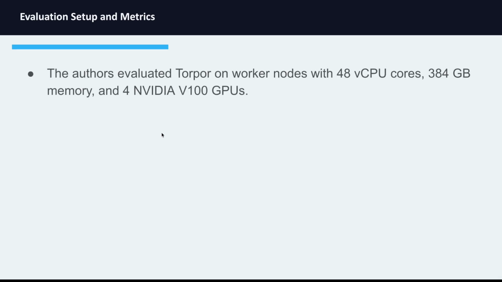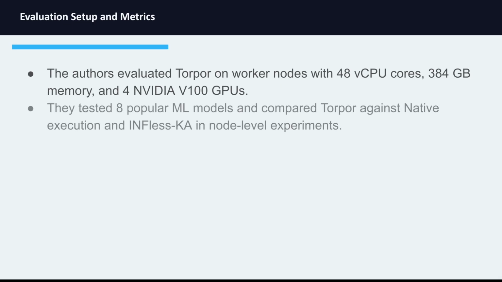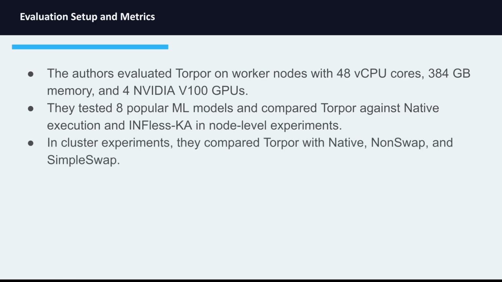So here, the evaluation setup and metrics. The authors evaluated Torpor on worker nodes with 48 vCPU cores, 384 gigabytes of memory, and 4 NVIDIA V100 GPUs. They tested 8 popular machine learning models and compared Torpor against native execution and INFless-KA in node-level experiments. In the cluster experiments, they compared Torpor with native, non-swap, and simple swap.